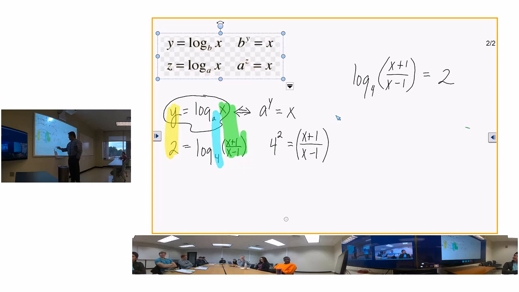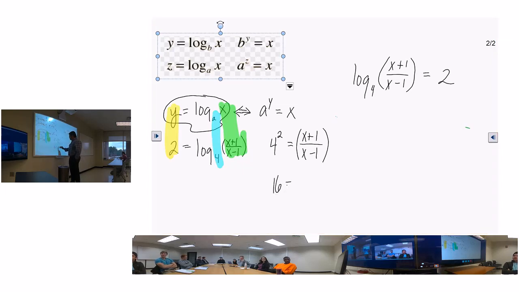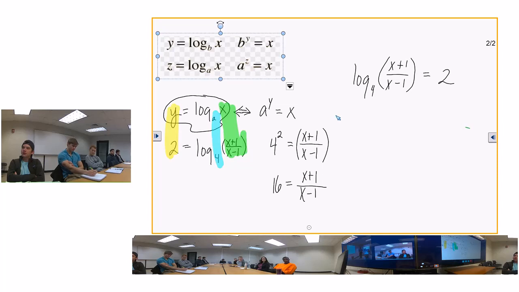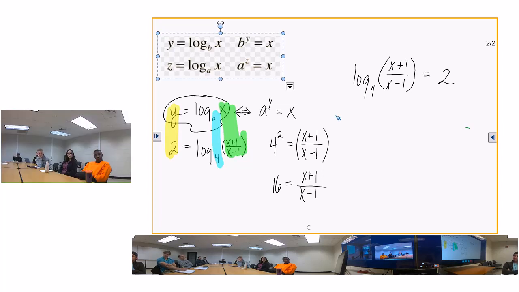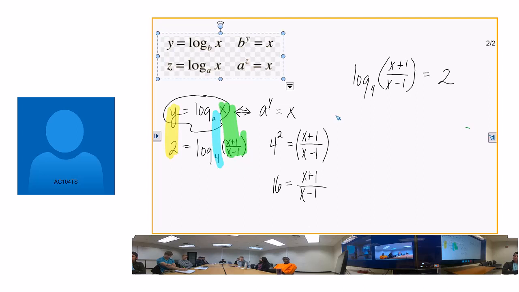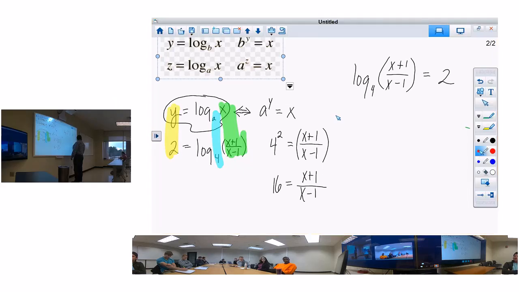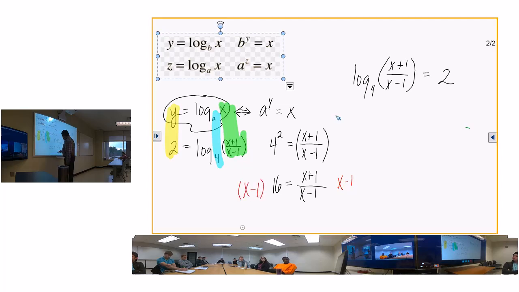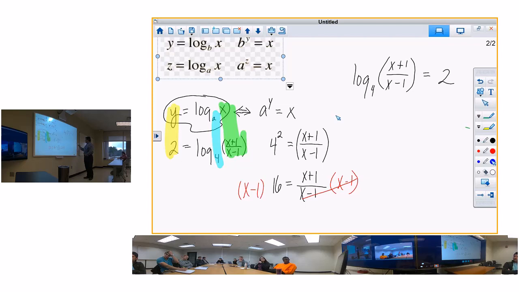4 squared is what? Now what? Multiply both sides by x minus 1. So I'm going to take my handy dandy red pen and I'm going to multiply this side by x minus 1. I'm going to multiply this side by x minus 1. And when I do that, that cancels. That's what you wanted to do. And that gives you 16x. We're going to distribute this 16.